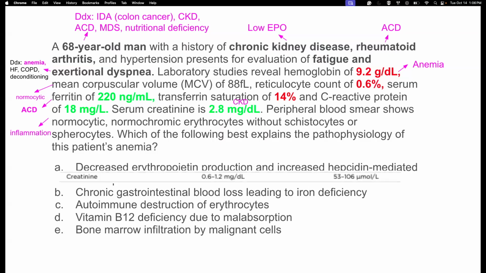And then the final lab that we're given is creatinine. Normal creatinine is 0.6 to 1.2, and here it's 2.8, consistent with CKD, which we already know this patient has, so that's probably what's going on.